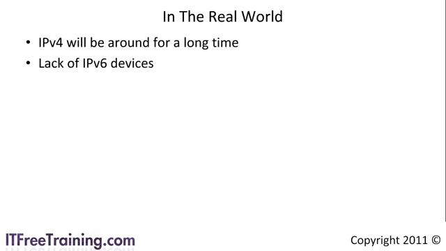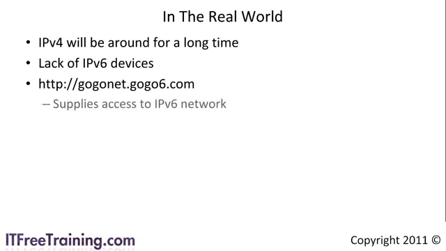If you want to learn more about IP version 6 and want to give it a try, I would recommend visiting gogonet.gogo6.com. GoGo6 supplies access to the IP version 6 network and even provides a free client you can install on your computer. Once you install the client, you can access the IP version 6 network with your own valid IP version 6 address. If you want to experiment and learn about IPv6, this is a great way to do it, and without having to upgrade any devices on your existing network.